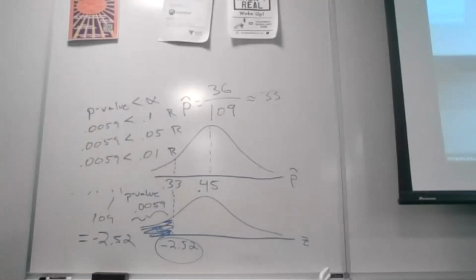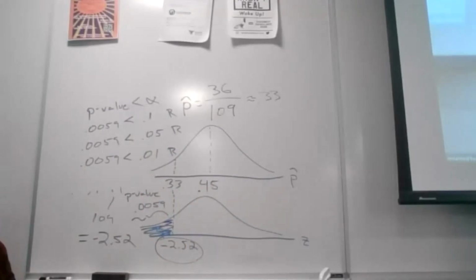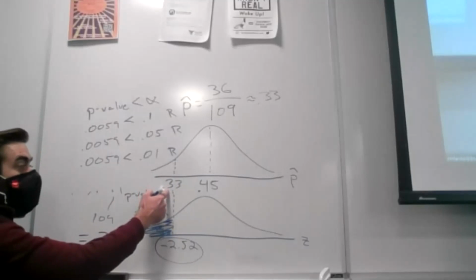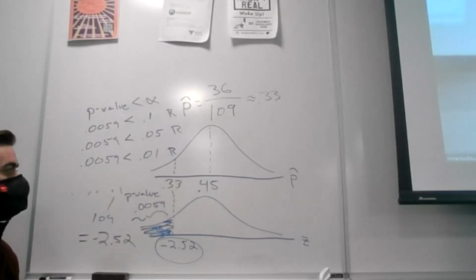You know, and that makes sense. We found a value that's pretty inconsistent with what we assume to be true. So if it's pretty inconsistent with what we assume to be true, or it has a low probability that we saw that value, if in fact 0.45 was the true population proportion, well then it makes sense we can reject that assumption, right?